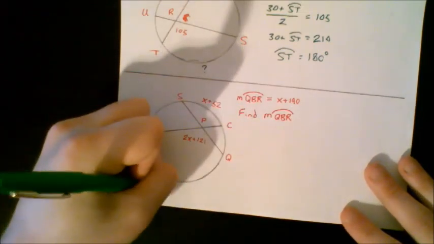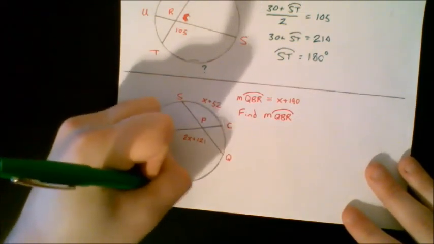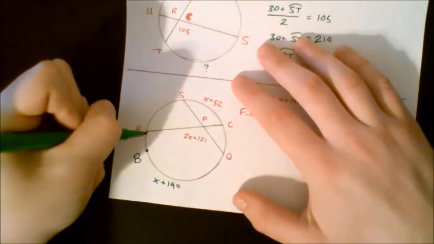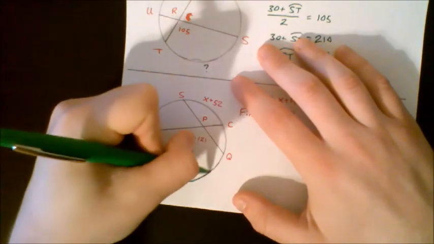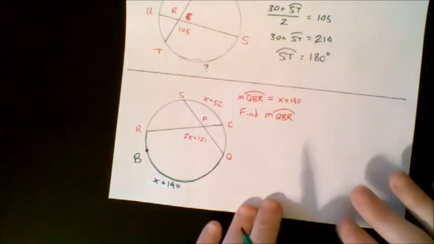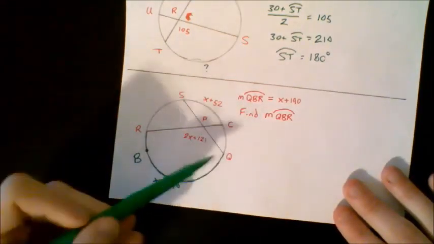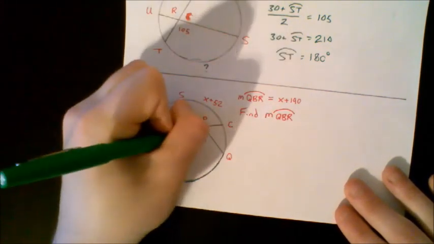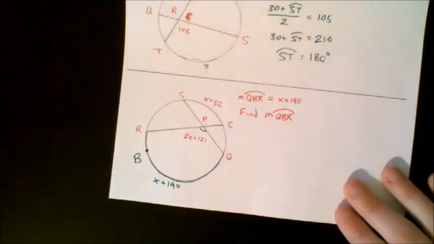This whole arc is equal to X plus 90 degrees. So I'll just go ahead and draw that in. This entire arc was X plus 90. Okay, we have angle QPR equals 2X plus 121. And then we have arc SC equals X plus 52.